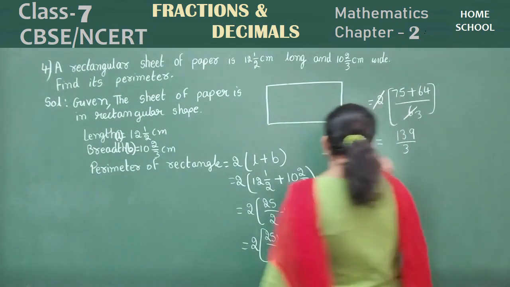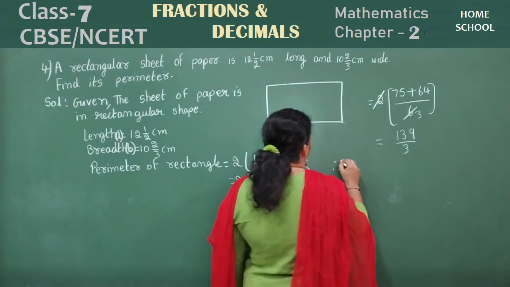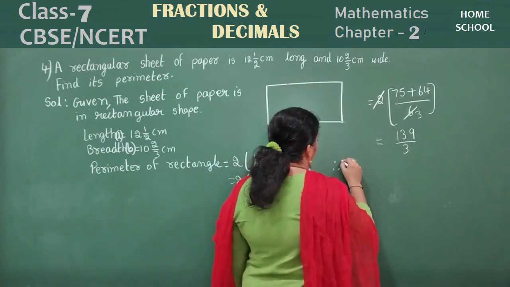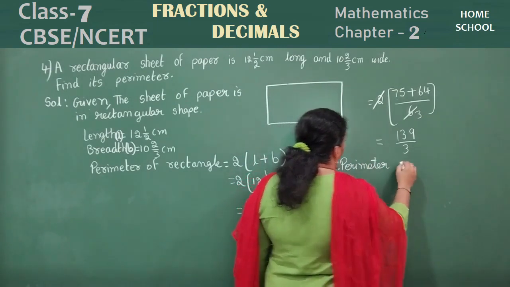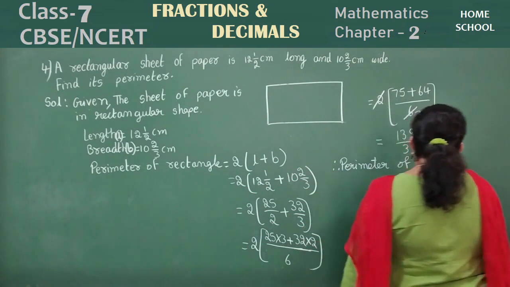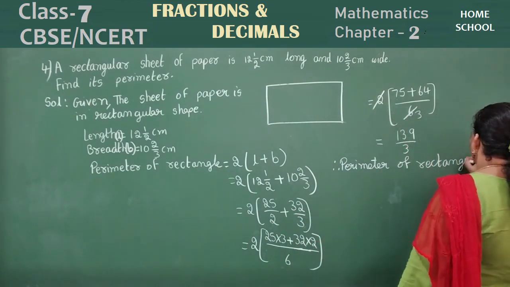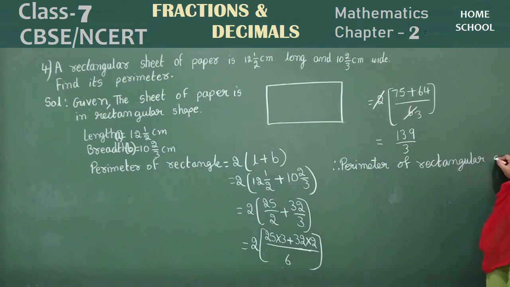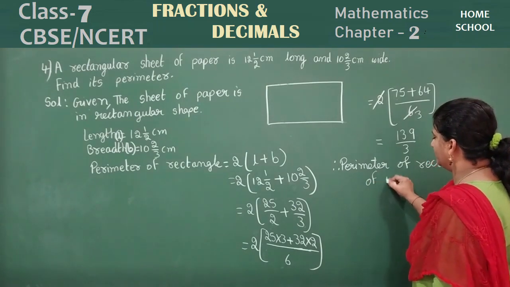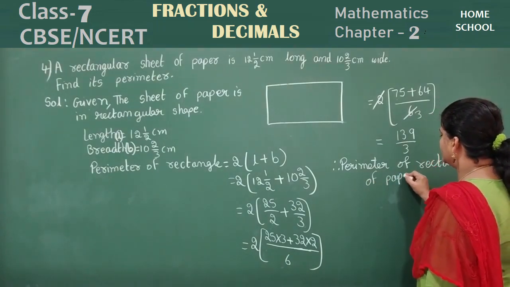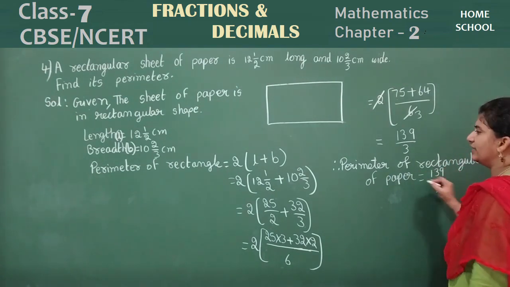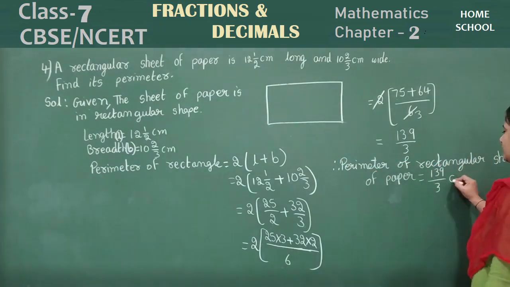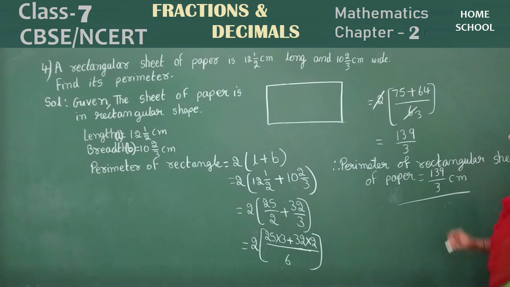So how do you write your statement here children? What's the question asked? Find its perimeter. Therefore, perimeter of rectangular sheet of paper is equal to 139 by 3. What is the unit given here? Centimeter. So end your answer with centimeter.